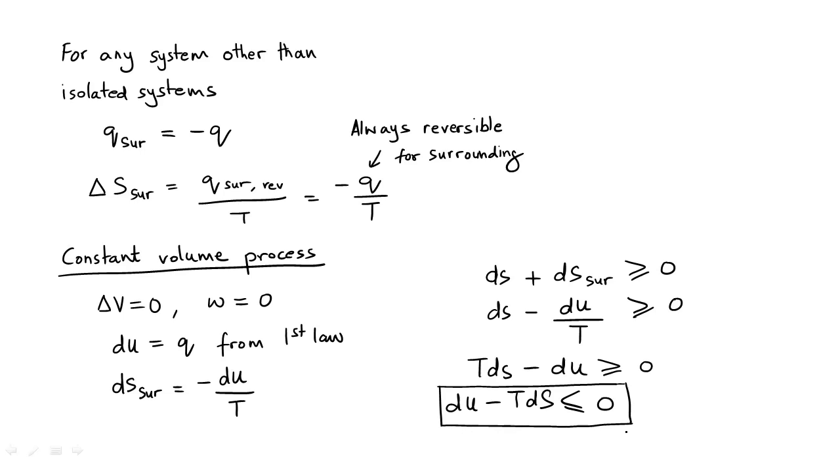We will return to this shortly, but for now, let us consider the second type of process, which is quite common in chemistry contexts, which is a constant pressure process.